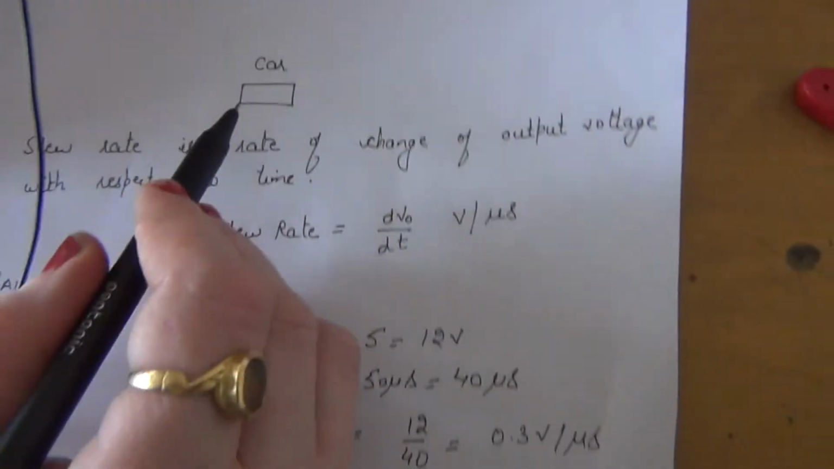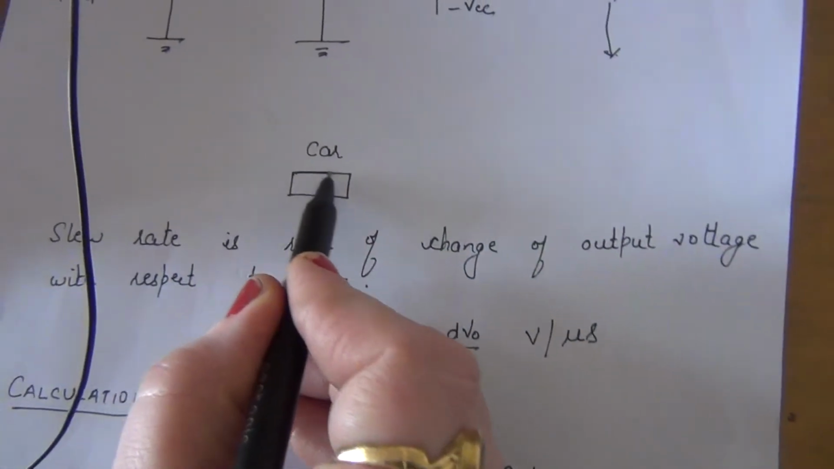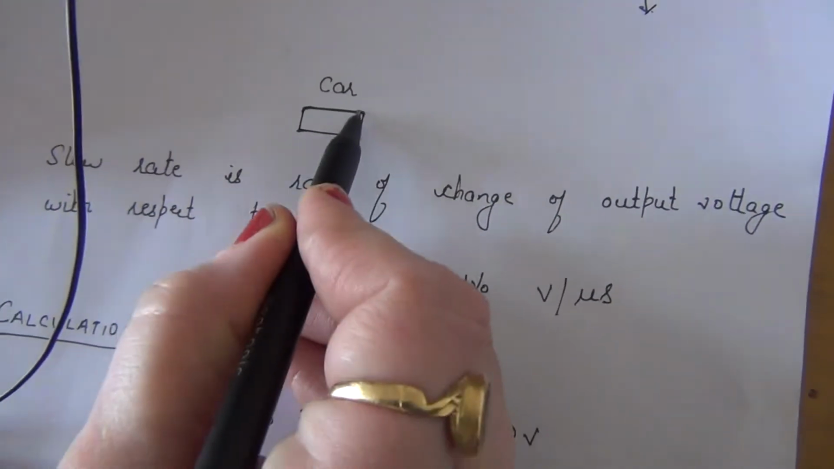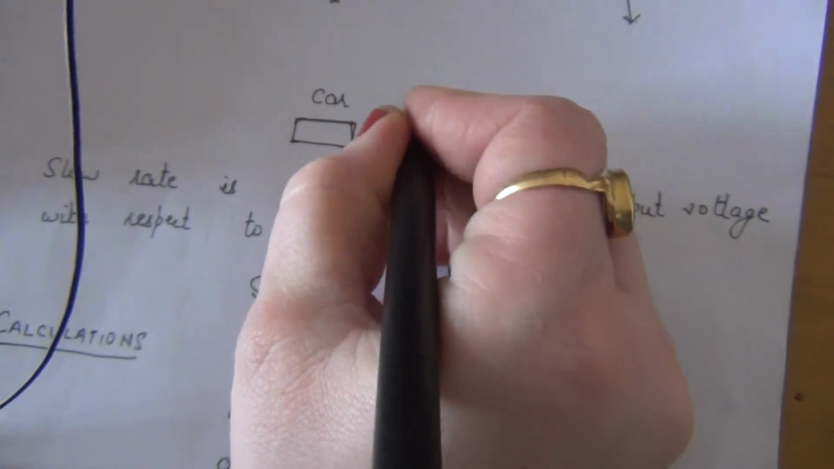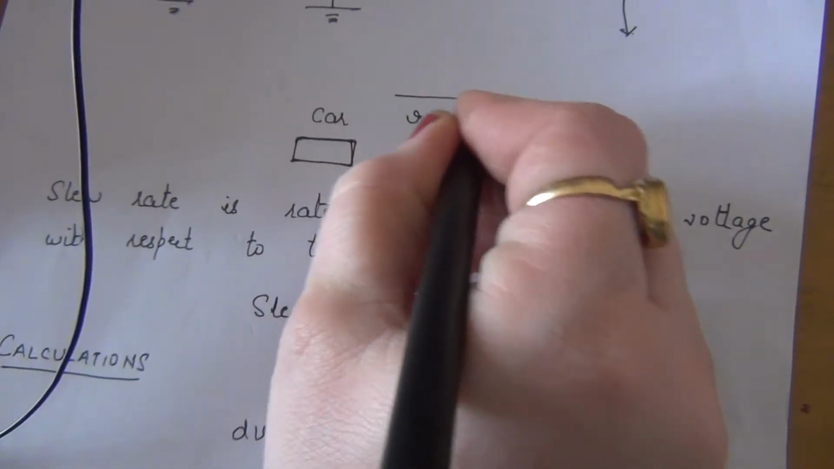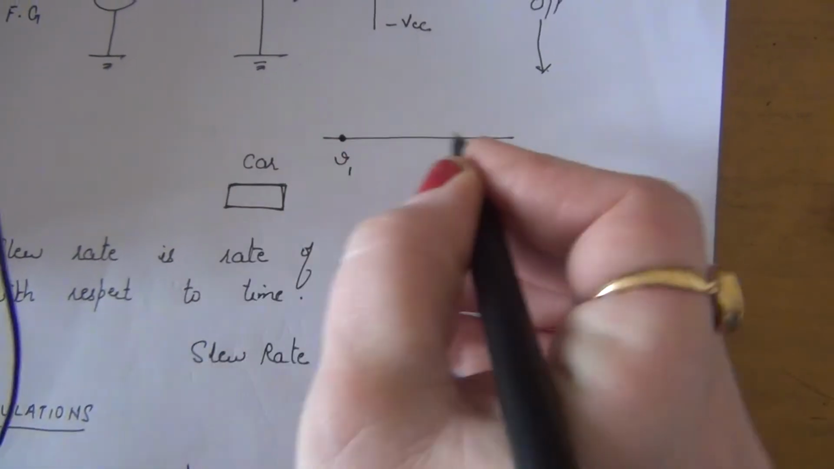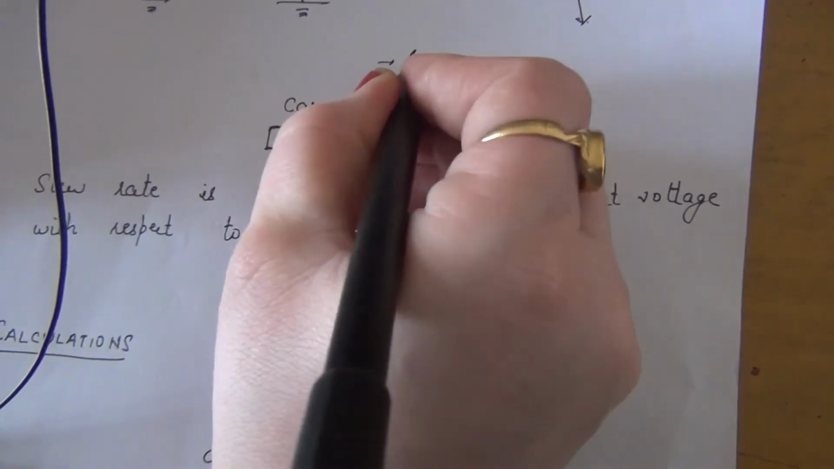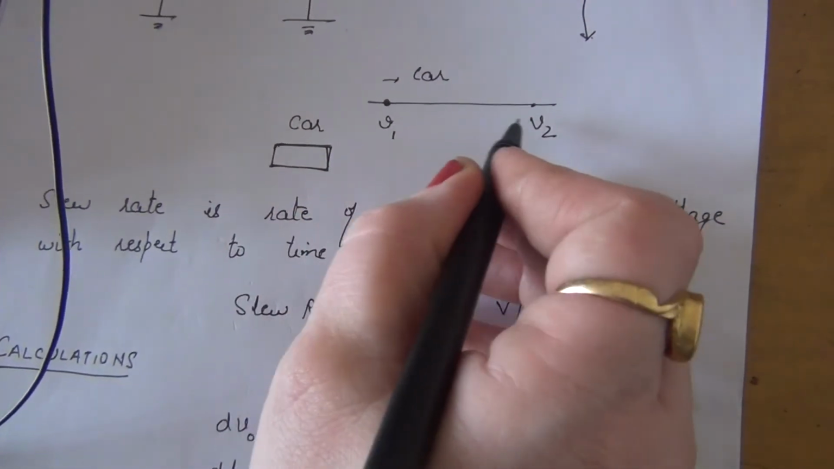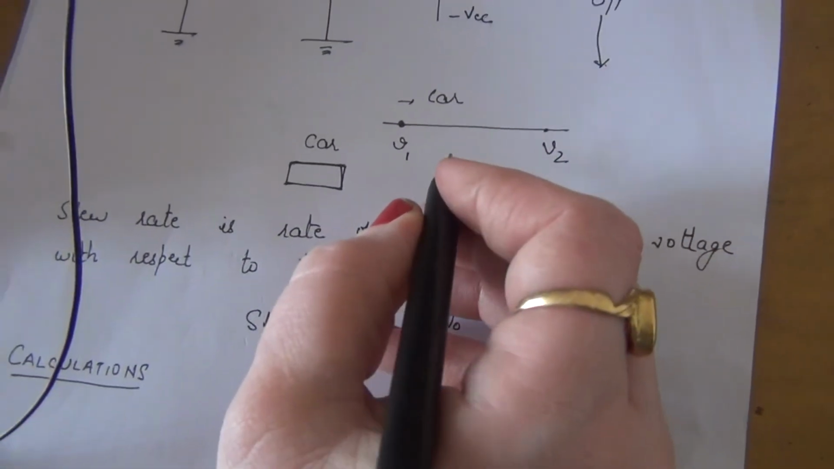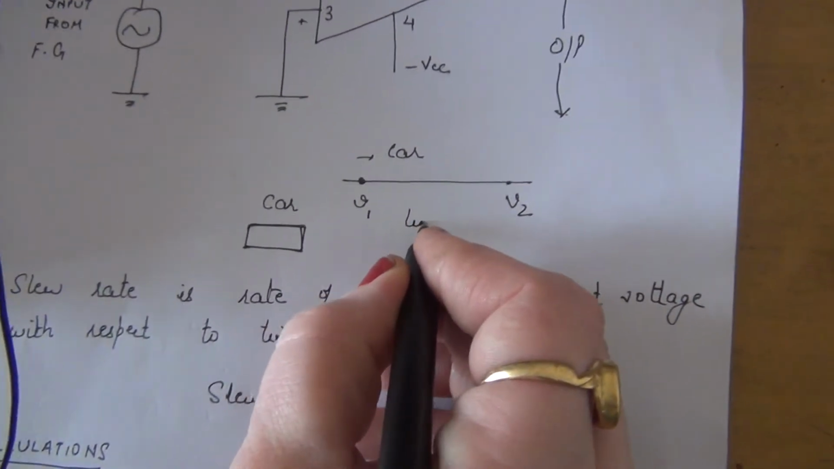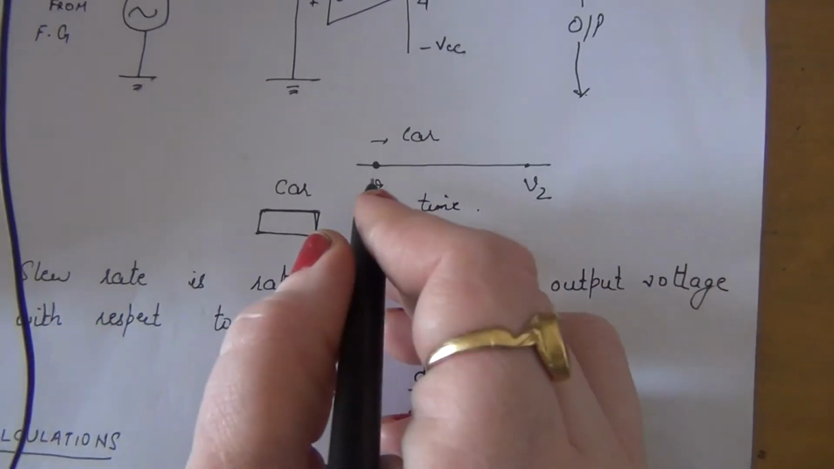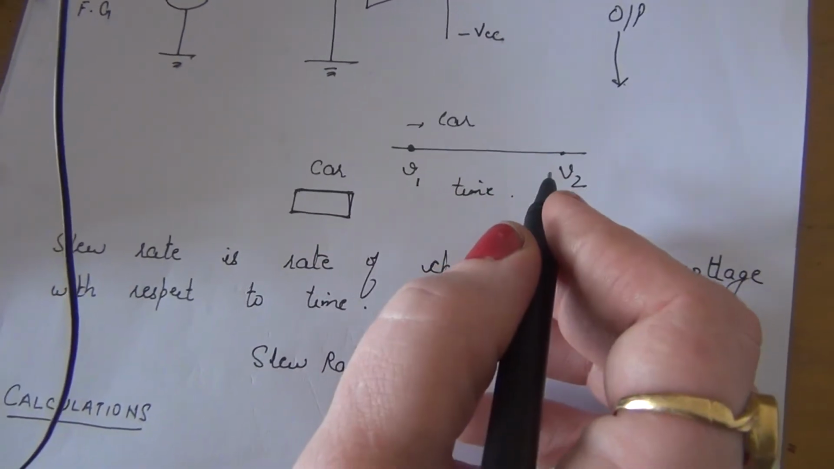To understand the slew rate, let us take a box. This box indicates a car. Take 2 points. This is your floor. This is point 1, and this is point V1, V2. If your car has to move from V1 to V2, we have to give some time. It can't move from one point to another point immediately.